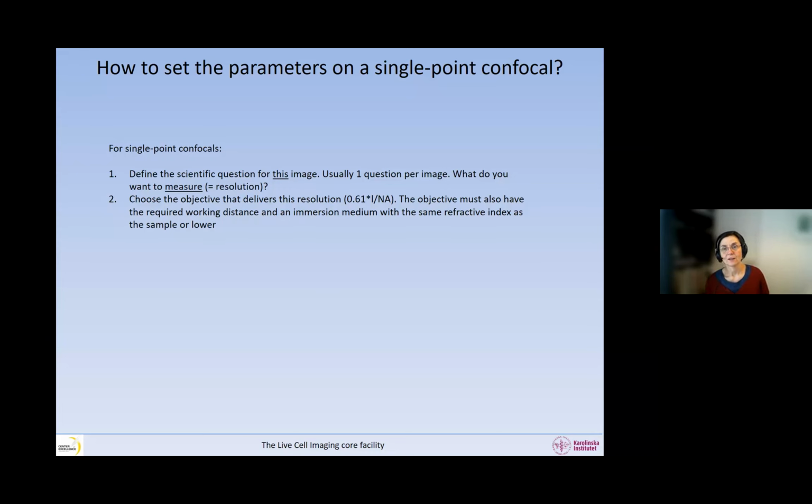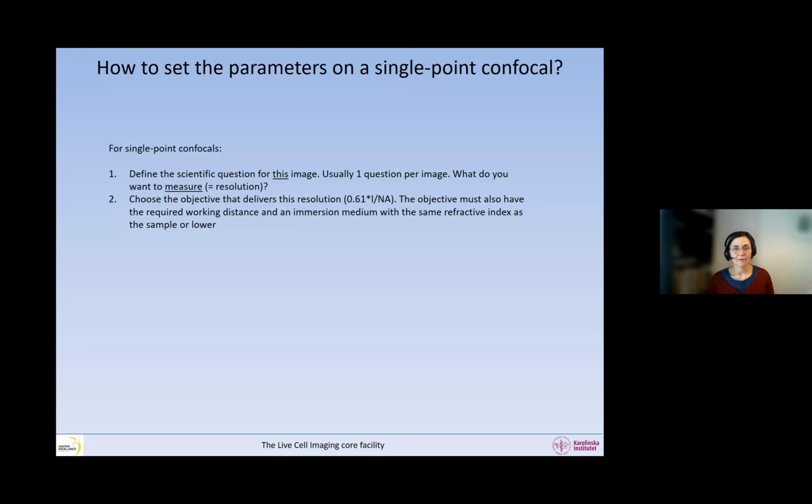If it's cells embedded in a mounting medium, so if they are in PBS, if they are embedded in a high refraction index mounting medium, you can use a glycerol objective. Very high refractive index, you can use an oil objective or a water objective or an air objective. So you can go downwards, okay?